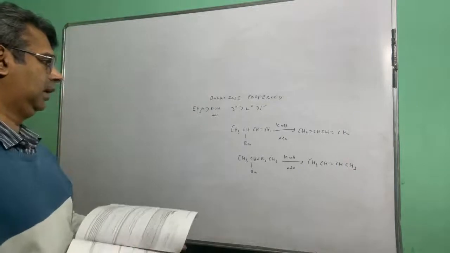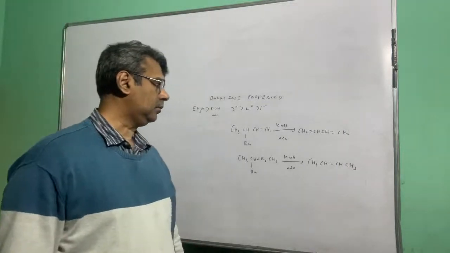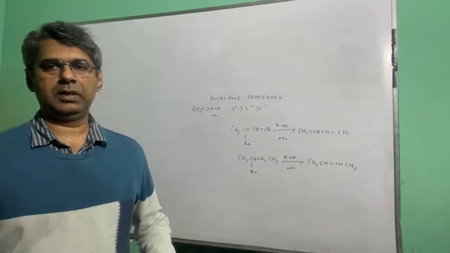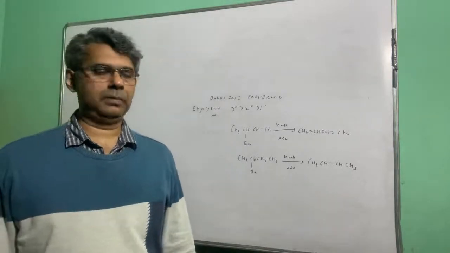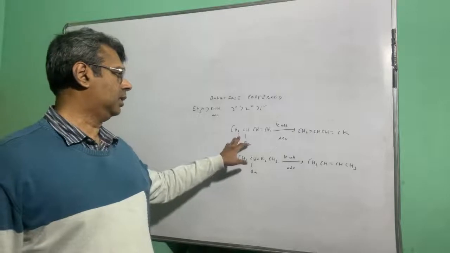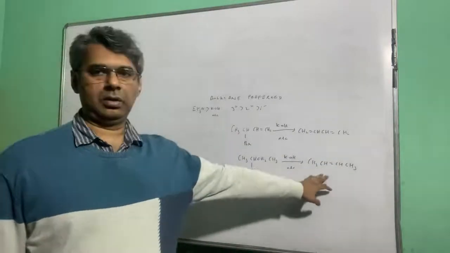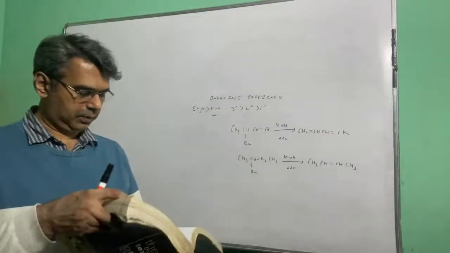Okay, the other thing is that if the final product has resonance stabilization, then that will be a more preferred product. Like this one is giving a compound with resonance stabilization, whereas this one is not. So this will be a more preferred product.